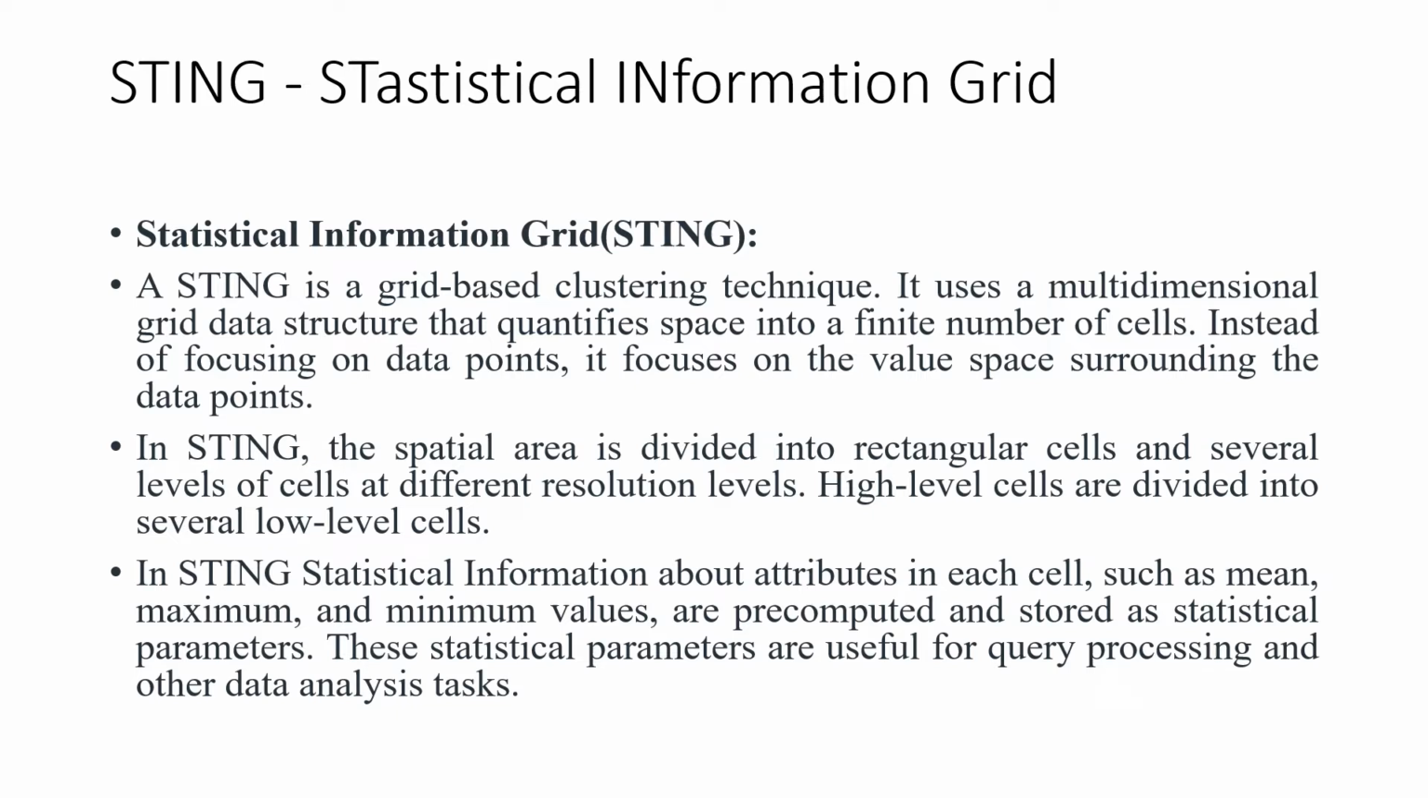In STING, the spatial area is divided into rectangular cells and several levels of cells at different resolution levels. High-level cells are divided into several low-level cells. Statistical information about attributes in each cell, such as mean, maximum, and minimum values, is pre-computed and stored as statistical parameters. These statistical parameters are useful for query processing and other data analysis tasks.